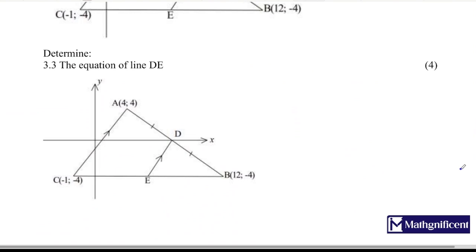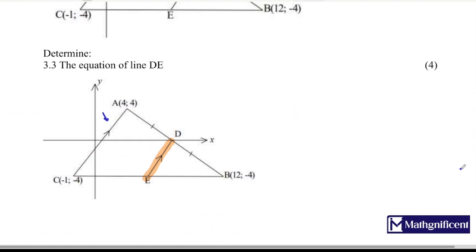Alright, so now we are on to 3.3. It says that we should determine the equation of line DE, right? So let's quickly highlight the line they are referring to. It's line DE. What do we know about line DE? We know that line DE is parallel to line AC.